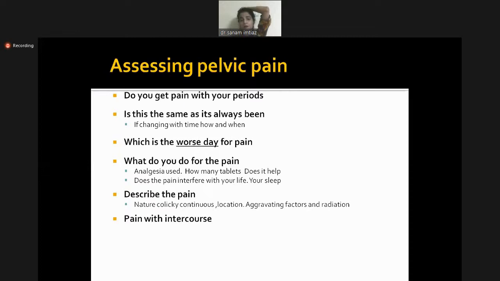So at least you should know that the pelvic pain is not because of UTI. It is not because of any bowel problem. It is not because of any other thing. So you should always ask the patient if there are any other associated symptoms. What are the relieving and the aggravating factors? If a patient has it along with intercourse, this is most likely dyspareunia.